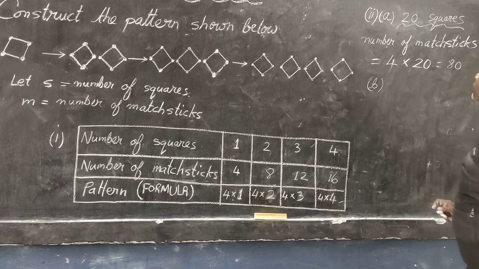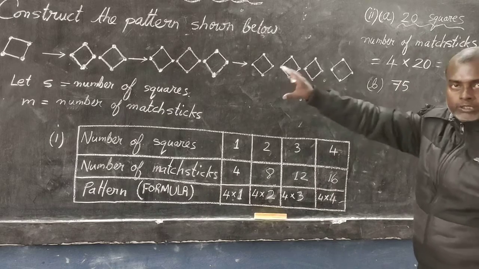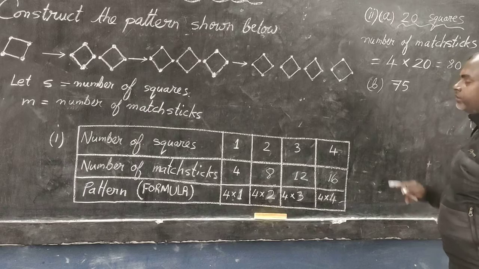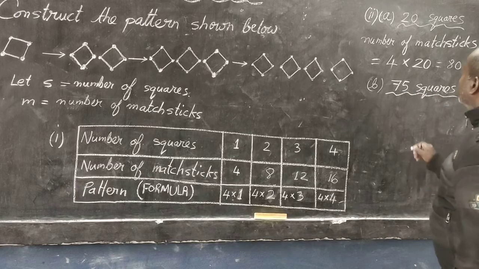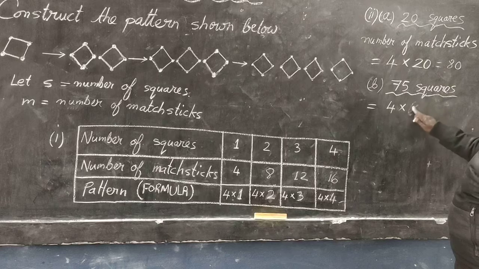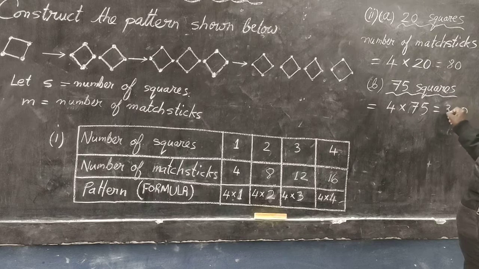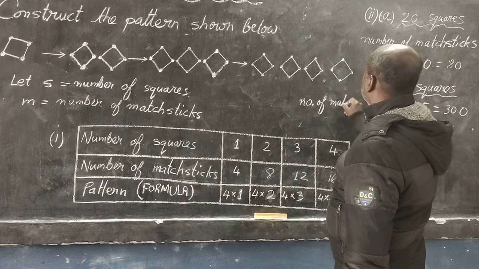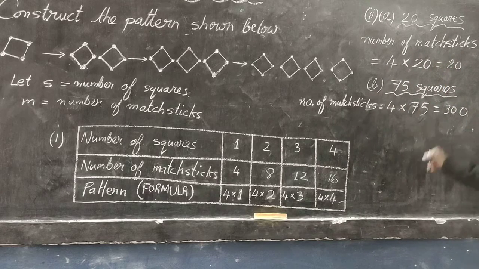Now the second part is there. 75 squares. Now if I have to make 75 squares, is it possible for me to make all these 75 squares like I have drawn here? It takes so long. So no need to do that and count. We can use the pattern method. So for making 75 squares, we use the same formula, same pattern. 4 into will be there in the beginning. And how many squares do we have to make? 75. So number of matchsticks is 300.